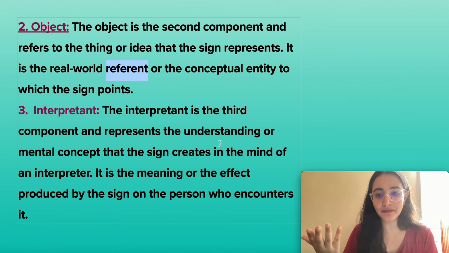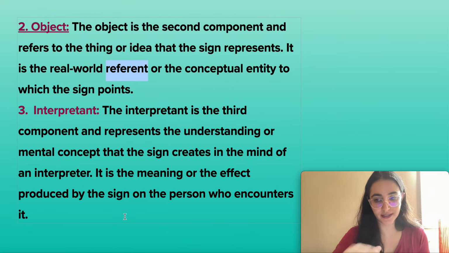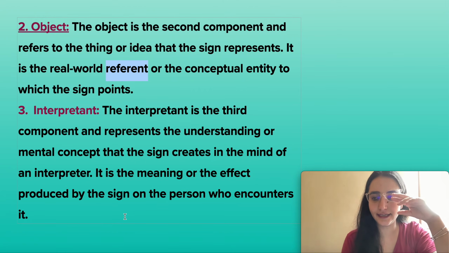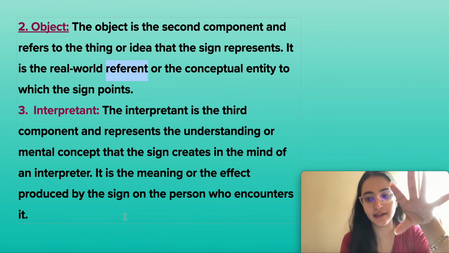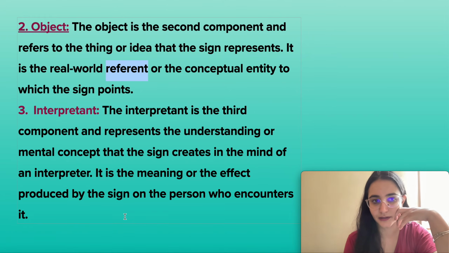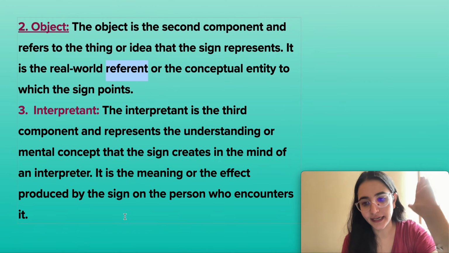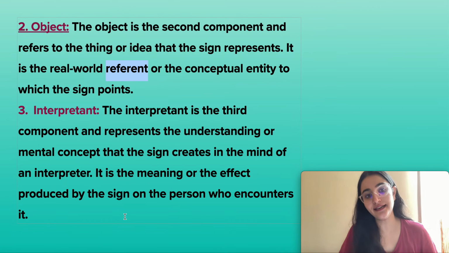So the concept that you generated in your head is the interpretant. It is the meaning or the effect produced by the sign on the person who encounters it. Let's take the example of a traffic signal now. When you see the light is green, what is the representamen here? The green light is the signifier or representamen. What is the interpretant? The mental concept that you generated by seeing the green light, that you can go. That's the interpretant. And what is the object? The entire structure of the traffic signal is the object.